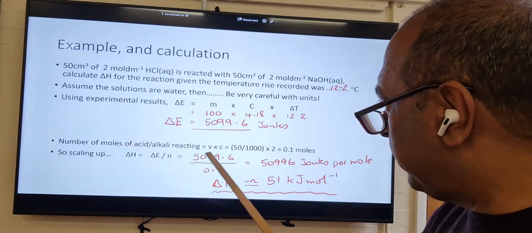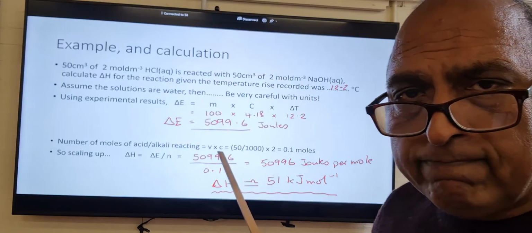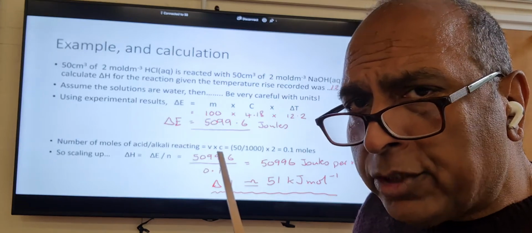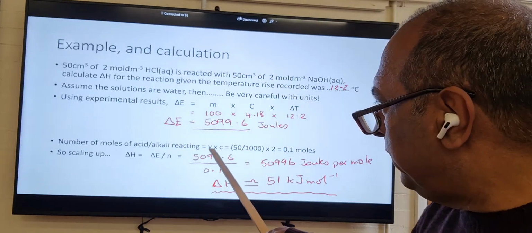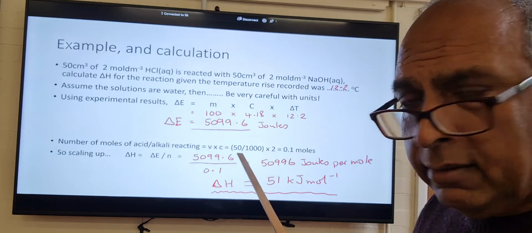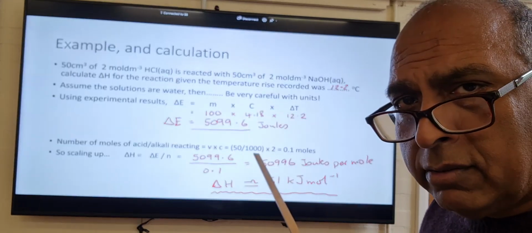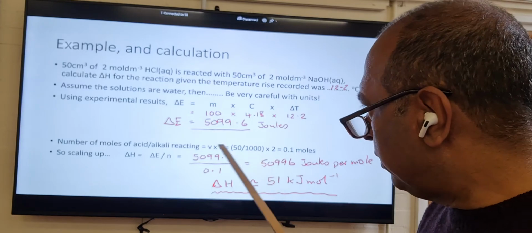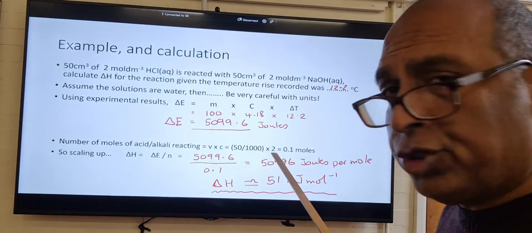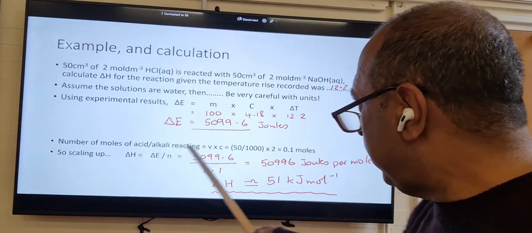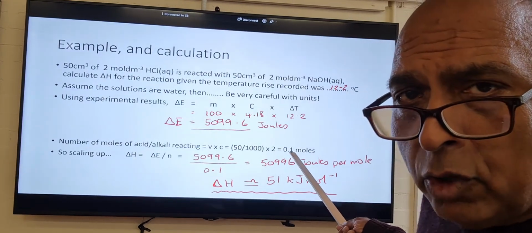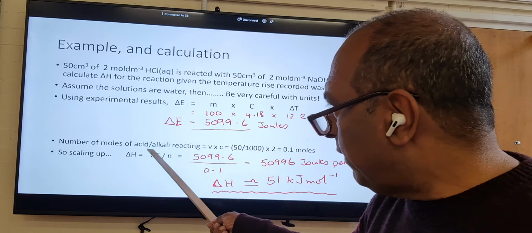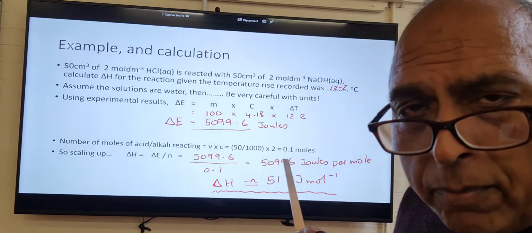Number of moles of acid, alkali. If you do the moles topic to do with concentrations, to work out number of moles, you have to take the volume in litres, 50 over 1,000, times the concentration, which was 2. And that means the number of moles of acid was 1/10 of a mole, 0.1 moles. Number of moles of alkali, same calculation, was 0.1 moles.